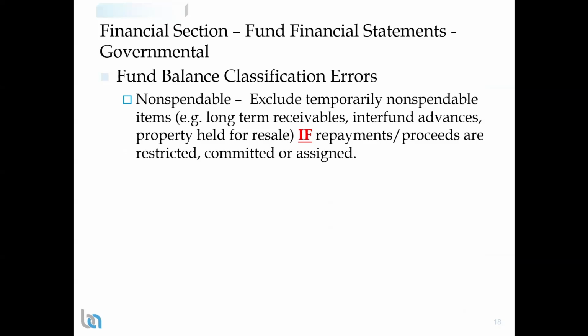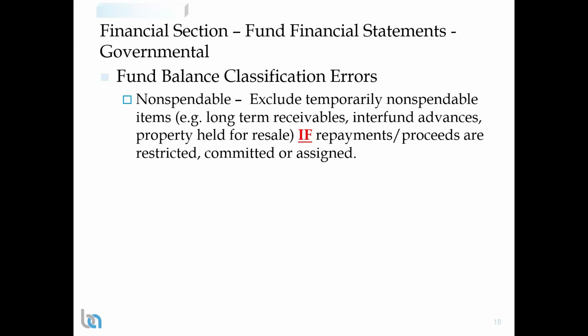All right. So non-spendable fund balance would normally include items like long-term receivables and interfund advances. However, if those repayments are restricted to be used for a certain purpose, so you may have those low-income program first-time home buyer loans that are outstanding, those are restricted. When someone repays those loans, you have to reuse it for that specific purpose, to reloan it out. So that would be restricted fund balance. It wouldn't be considered non-spendable fund balance.